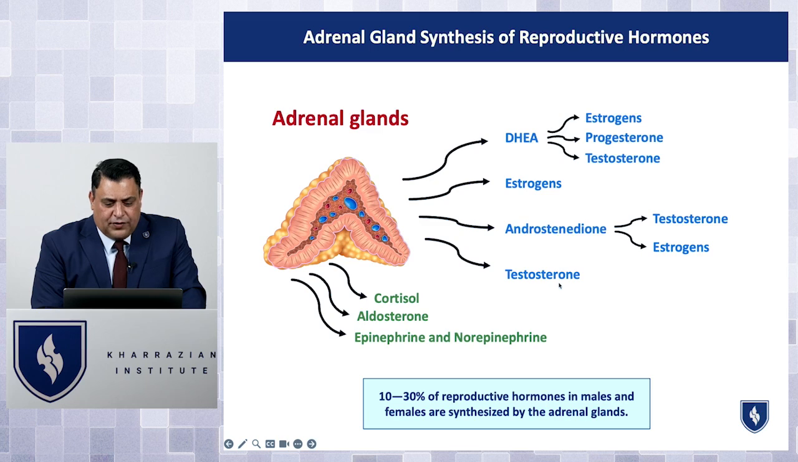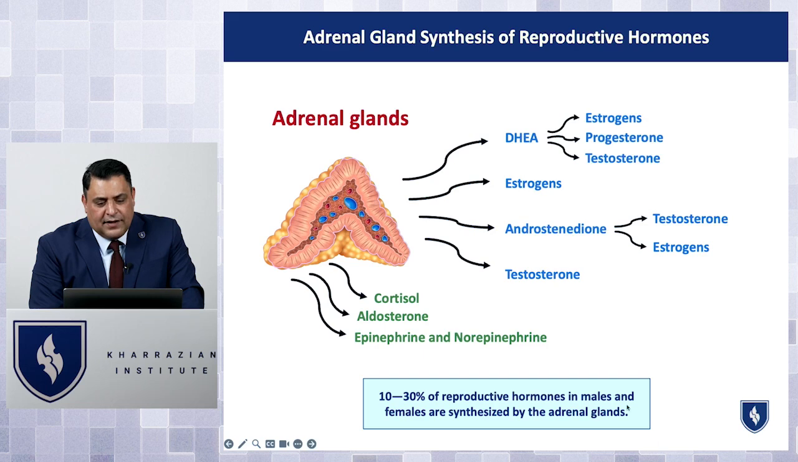And then actual testosterone. So 10 to 30% of reproductive hormones in males and females are synthesized by the adrenal glands. So the adrenal glands typically get overlooked, but they're a major compensator for hormone imbalances that take place in both males and females.